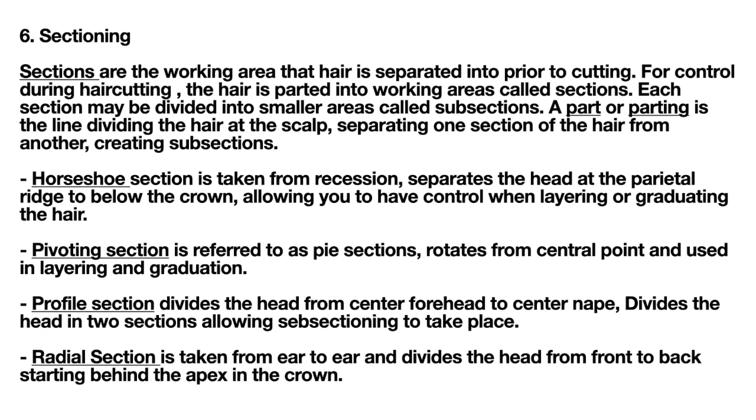Pivoting section is referred to as a pie section. It rotates from a central point, and is used in layering and graduation. Profile section divides the head from center forehead to center nape, dividing the head in two sections, allowing subsectioning to take place. Radial section is taken from ear to ear and divides the head from front to back, starting behind the apex in the crown.